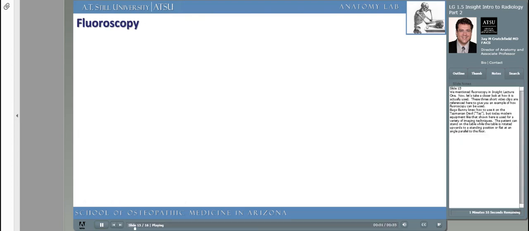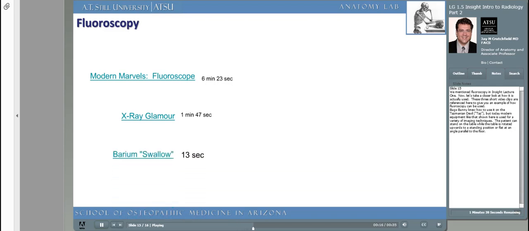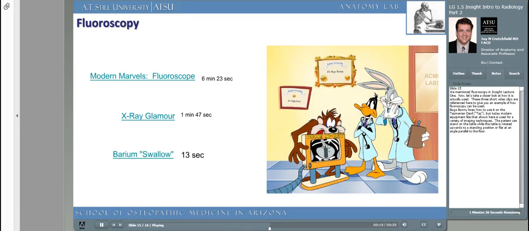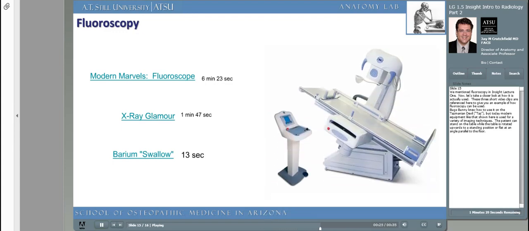We mentioned fluoroscopy in Insight Lecture 1. Now, let's take a closer look at how it's actually used. These 3 short video clips are referenced here to give you an example of how fluoroscopy can be used. Bugs Bunny knew how to use it on the Tasmanian devil, if you remember Taz, but today's modern equipment, like that shown here, is used for a variety of imaging techniques. The patient can stand on the table while the table is rotated upwards to a standing position or flat at an angle parallel to the floor.